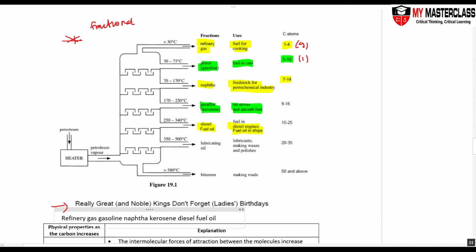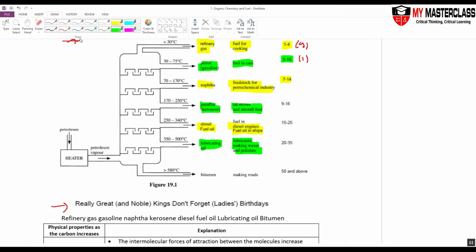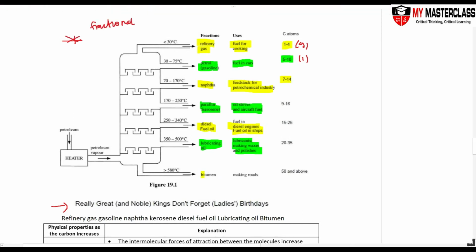Next is the lubricating oil. And then next is your bitumen. So the last two fractions we have over here are the lubricating oil and the bitumen. The lubricating oil is used as a lubricant to make waxes, polishes, to lubricate machinery parts so that they can run smoothly. And then we have bitumen, the last one. This is used to make roads. So you see your bitumen, this is more than 50 carbon.